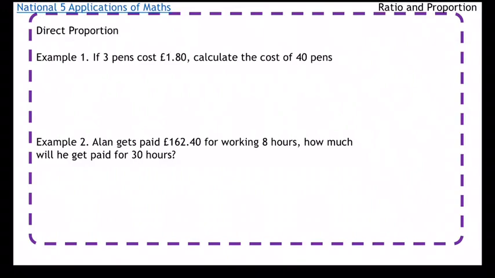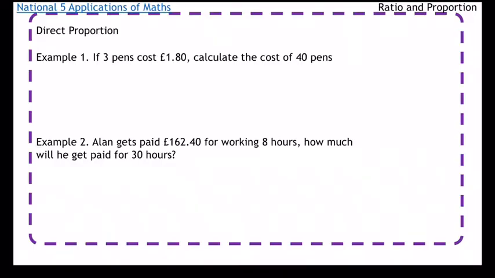So next we're going to look at direct proportion. Essentially, as one thing goes up, the other thing will go up. For example, like the cost of anything: if you buy one bottle of Coke, it could be £1, and if you buy two of them, it's £2, etc. That's what direct proportion is. As one thing goes up, the other thing continues to go up at the same rate.